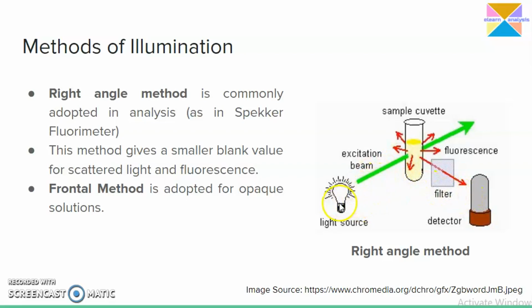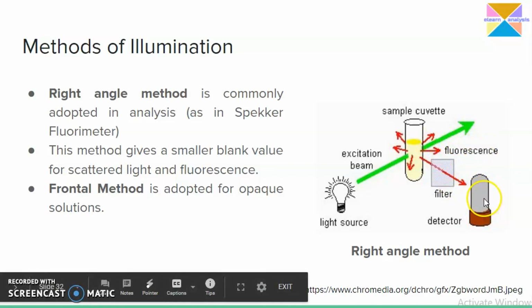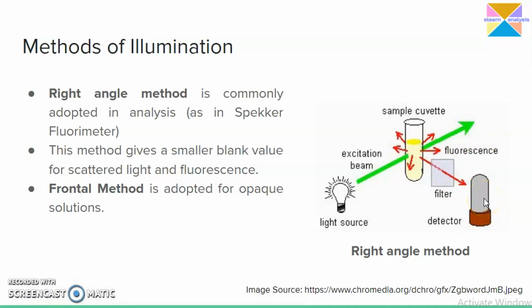So the moment the incident light is made to fall on the sample which is showing fluorescence, the fluorescence will happen in all directions. But if you keep the detector here in the frontal method, the incident radiation as well as the fluorescent radiation both will tend to fall on the detector. In order to avoid the incident radiation falling on the detector, or rather to account only for the fluorescent radiation, we prefer to keep the detector at right angles to the source of radiation. So the frontal method we can use if the solution is opaque or much cloudy.